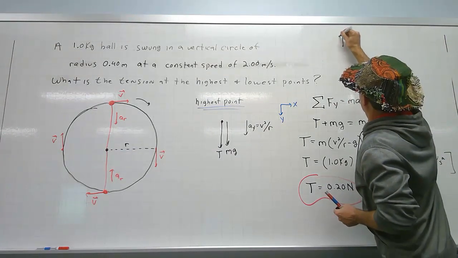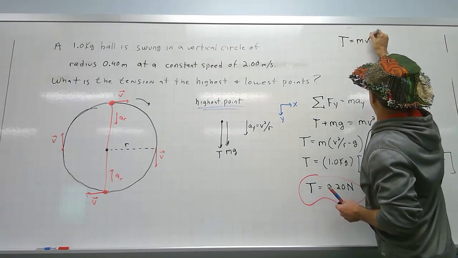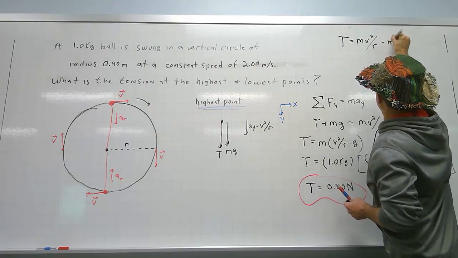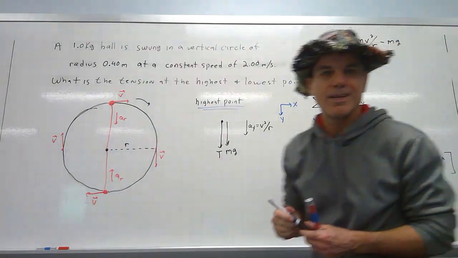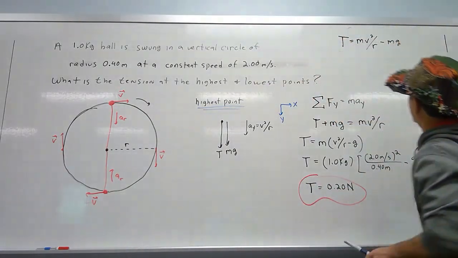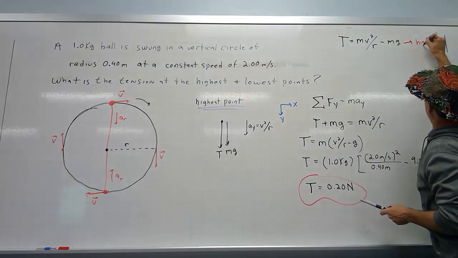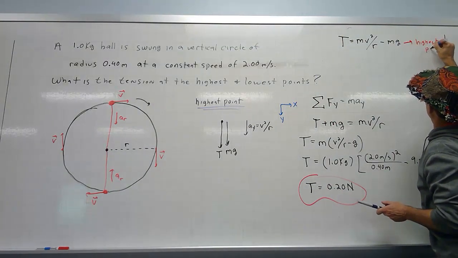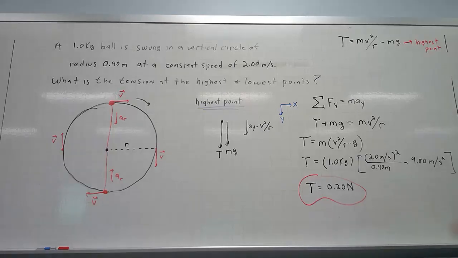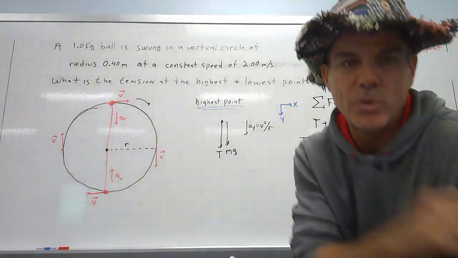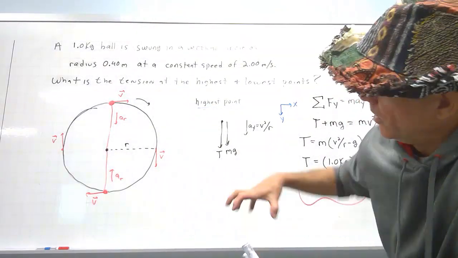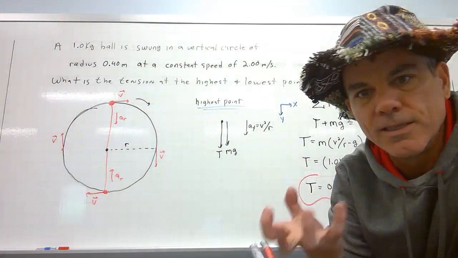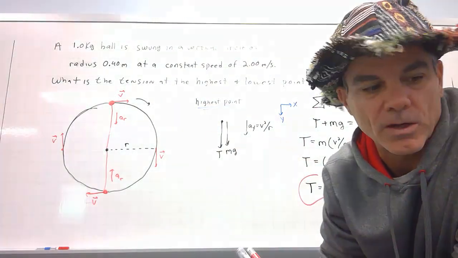Tension equals mv squared over r minus mg. We're going to come back to that. So this is at the highest point. Our tension at the highest point, 0.2 newtons, is still above zero, which means the string is still taut, so it can make a complete loop-de-loop.